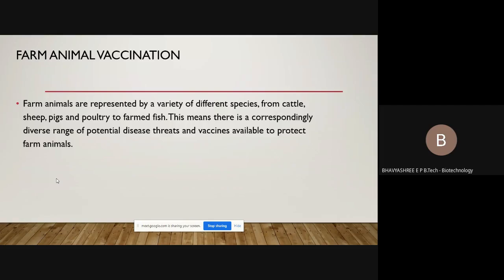Farm animal vaccination. Farm animals are represented by a variety of different species, from cattle, sheep, pigs and poultry to farmed fish. This means there is a correspondingly diverse range of potential disease threats and vaccines available to protect farm animals.